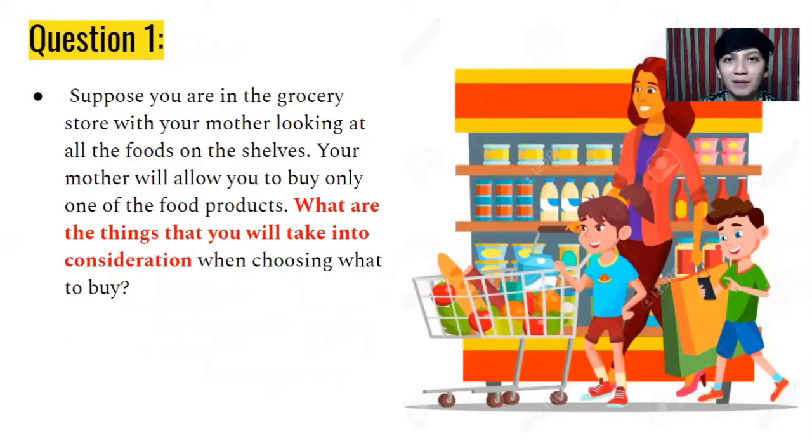And for that thing, we have this question. Suppose, actually, this is a scenario, okay? I want to imagine that you are one of these kids and you are with your mom or with your dad in a grocery or in a supermarket. Suppose you are in a grocery store with your mother, looking at all the foods on the shelves. Now, your mother will allow you to buy only one food of the food products, meaning to say you can see a lot of food products around you because you are in a grocery store or in a supermarket. This is the question. What are the things that you will take into consideration when choosing what to buy? 5 seconds.